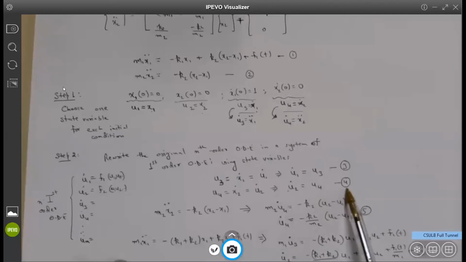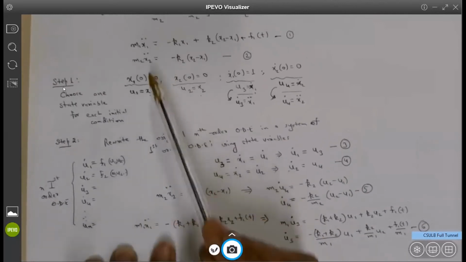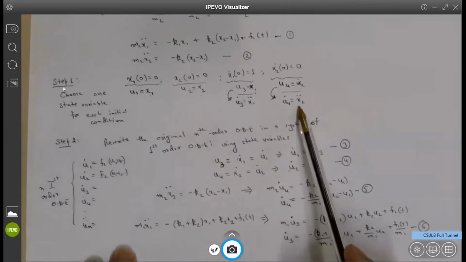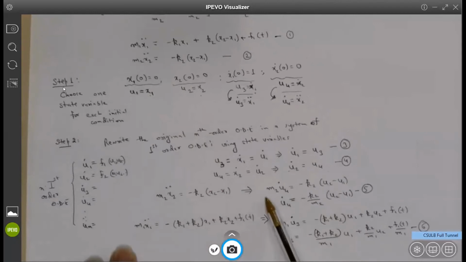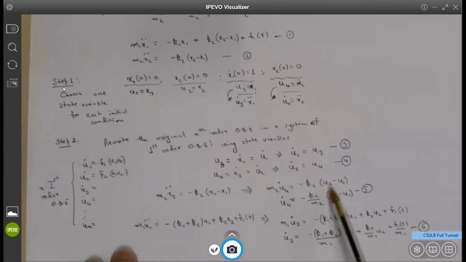Great. Now the next thing I did, I use this equation and rewrite it using state variables. So X2 double dot is given by U4 dot. So I have M2 times U4 dot and negative K2 times X2 minus X1. X2 minus X1 is basically U2 minus U1. So I just rewrite it in this form. Everybody agrees with me? Yes.